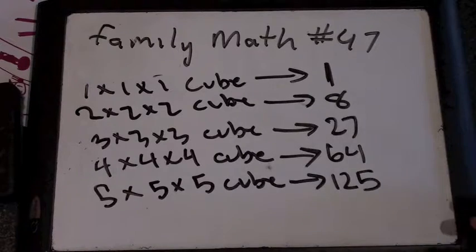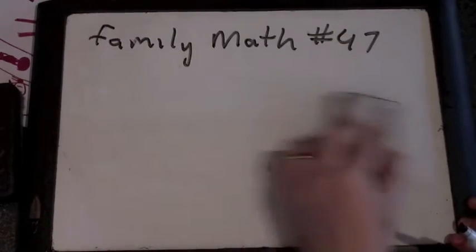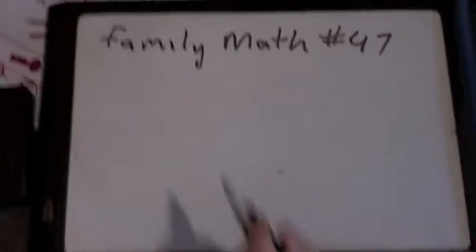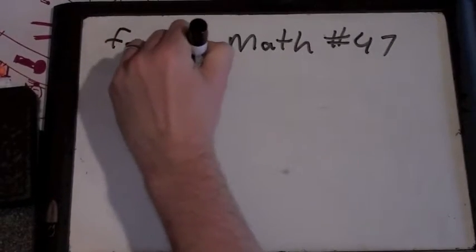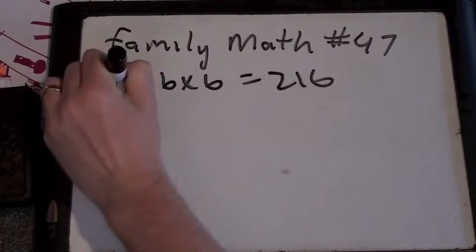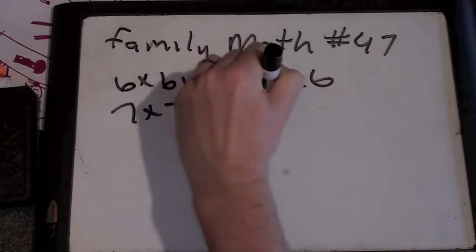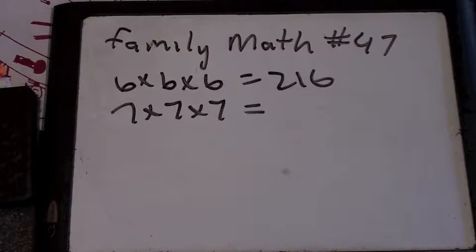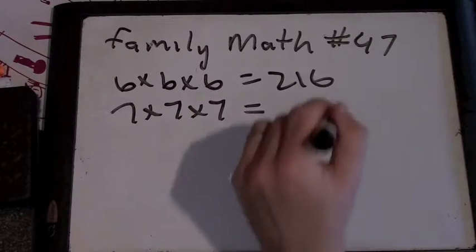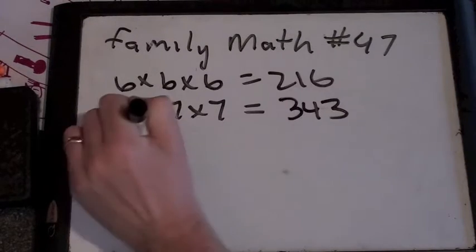Okay, so we're on our way to making an 11 by 11 by 11 cube. What would come next? 6 by 6 by 6. 216. Okay. You know what 7 times 7 times 7 is? 7 times 7 is 49. Right, 49. And 49 times 7 is? 343. Very good.